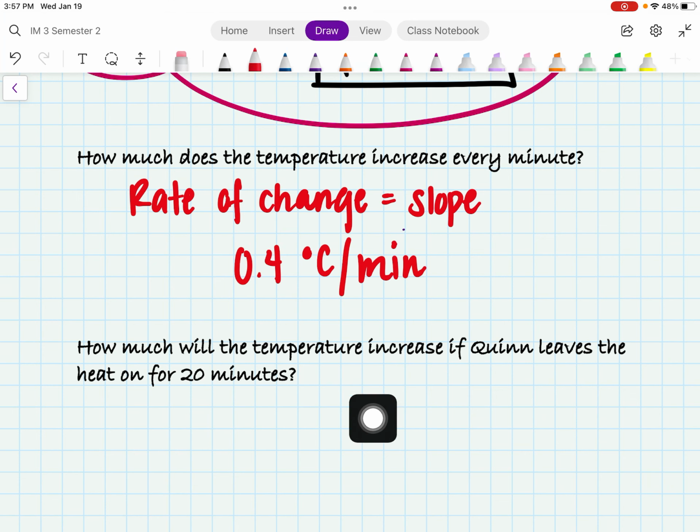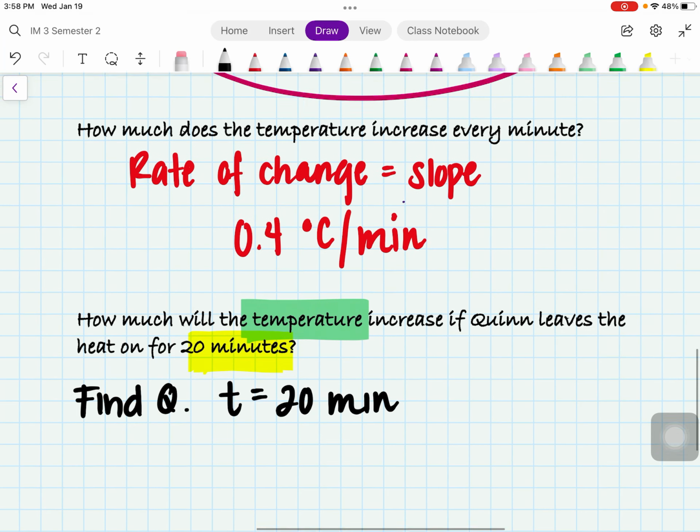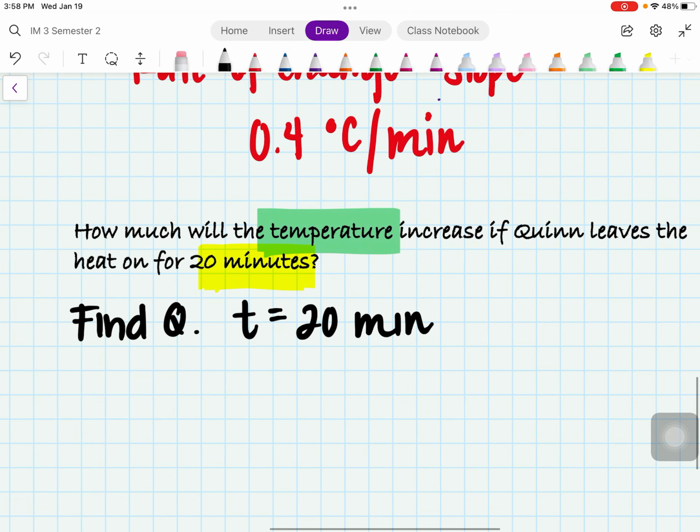And the last one says, how much will the temperature increase if Quinn leaves the heat on for 20 minutes? They want us to find the actual temperature, so they want us to find Q, and they are giving us T. T in this case is 20 minutes.